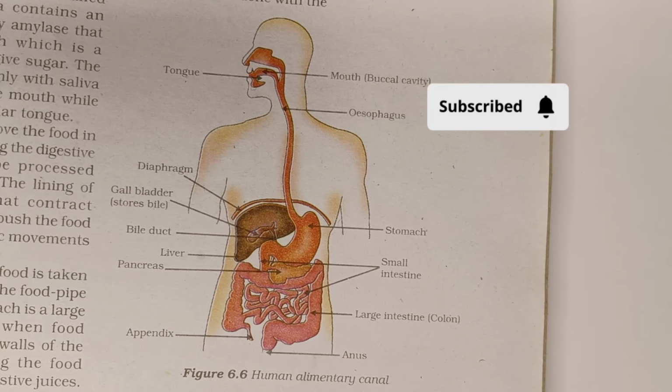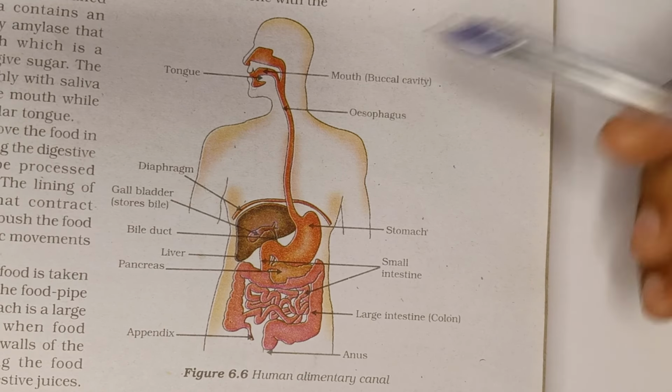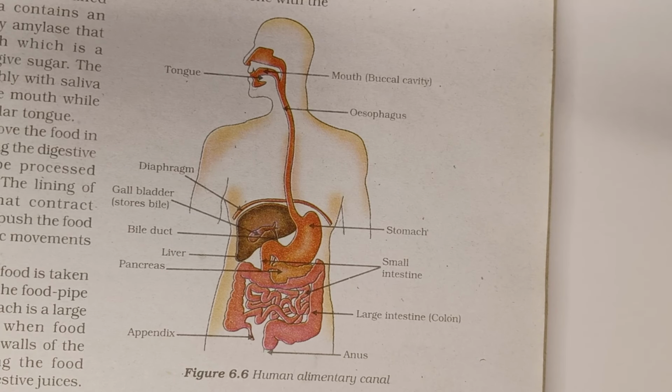Hi everyone. Today we will discuss the human digestive system. You can see the name here: human alimentary canal. So the human digestive system is also called the human alimentary canal. Here a lot of different organs have been given, from where the digestion will start.